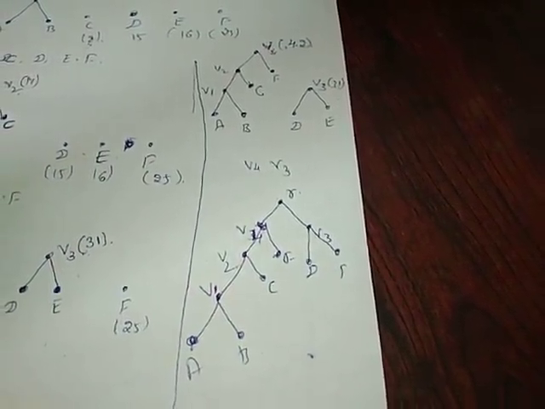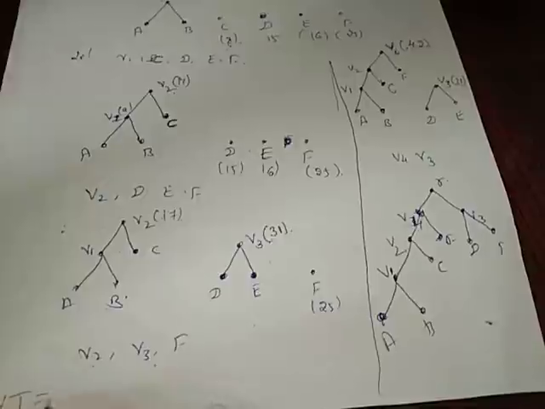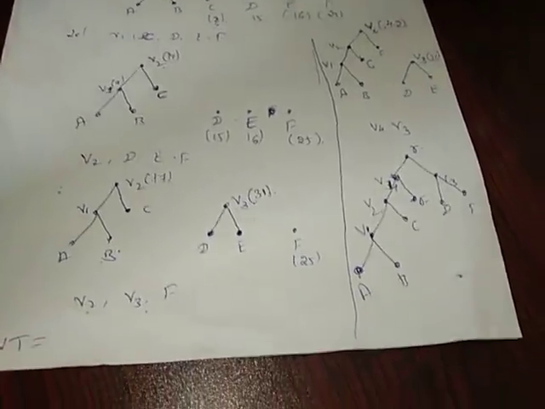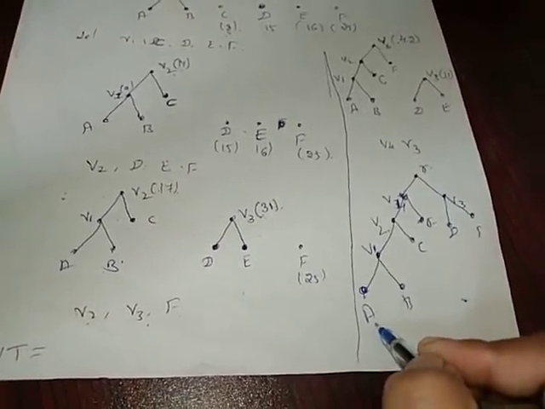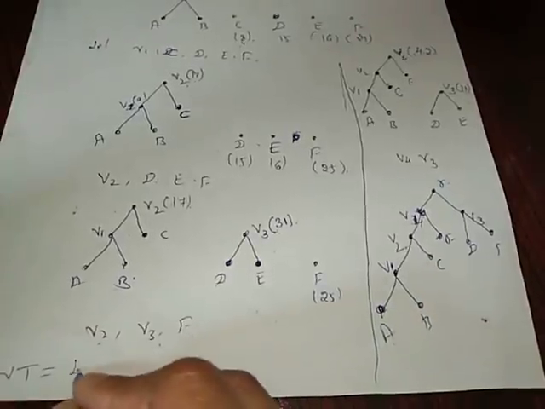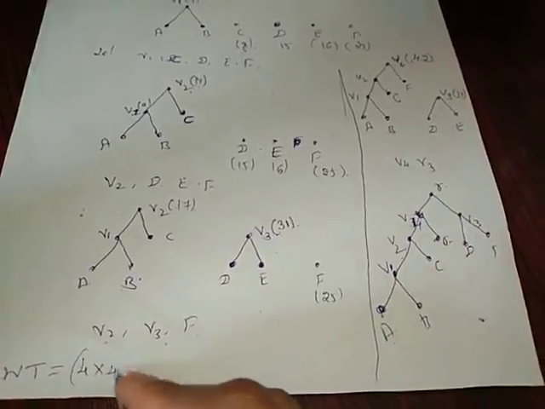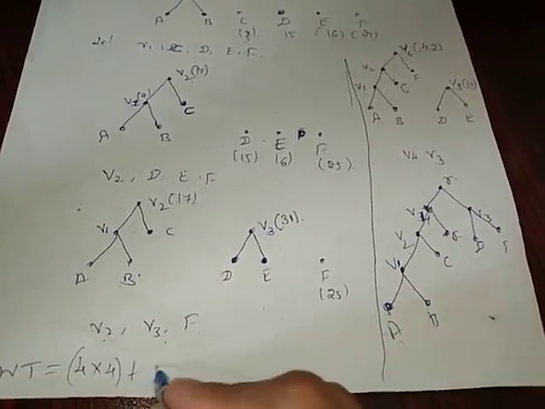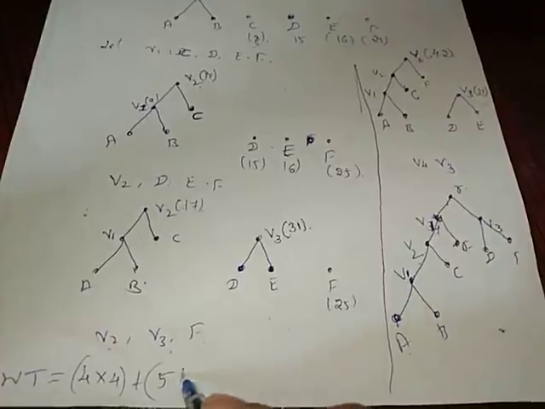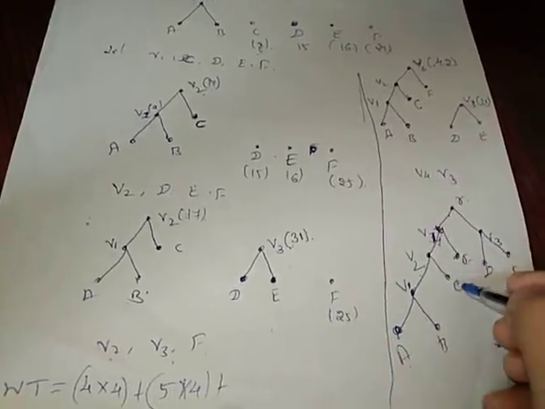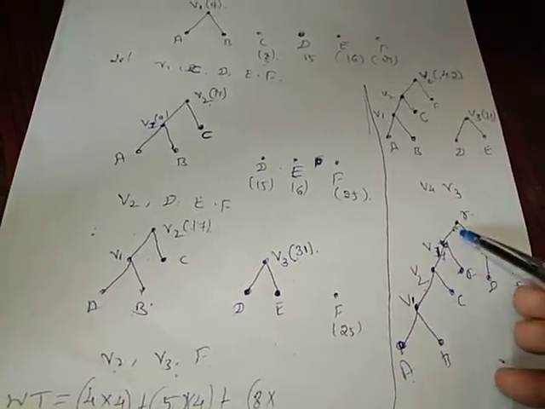Now we are moving to the next, that is the weight of the tree. To find the weight of the tree, we already know the weight of A is 4, length is 1, 2, 3, 4. Plus weight of B is 5, length is 1, 2, 3, 4. Plus weight of C is 8, length is 1, 2, 3.